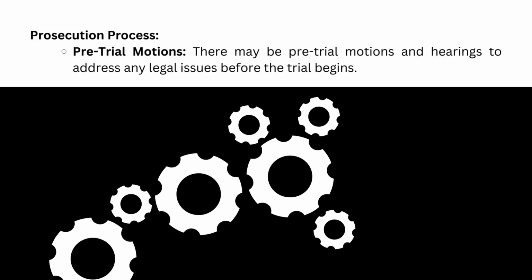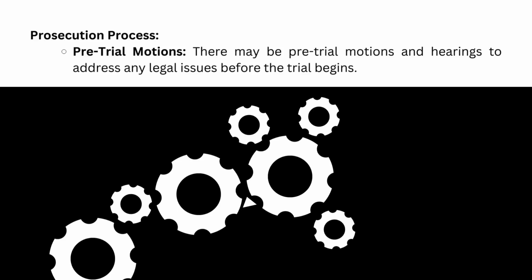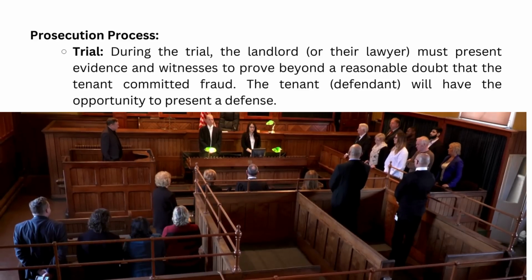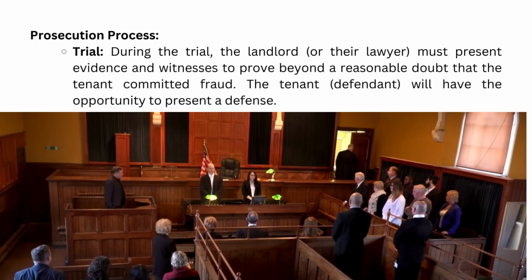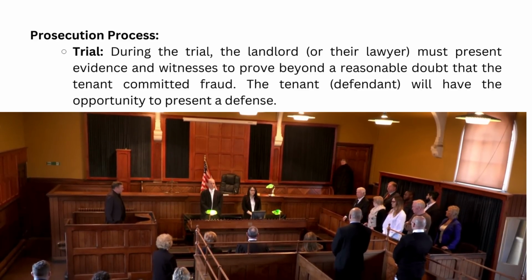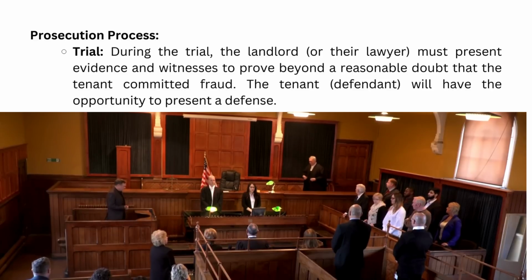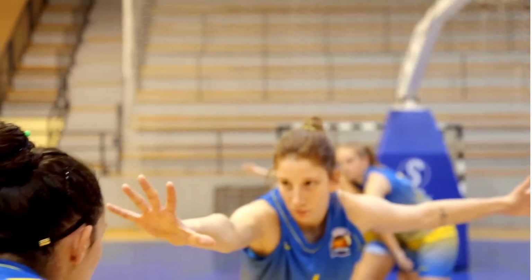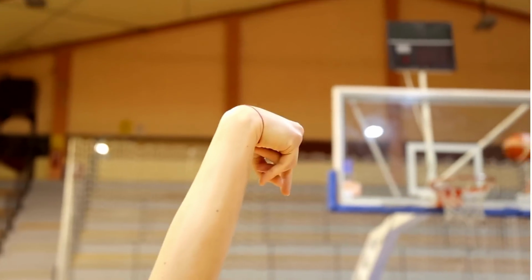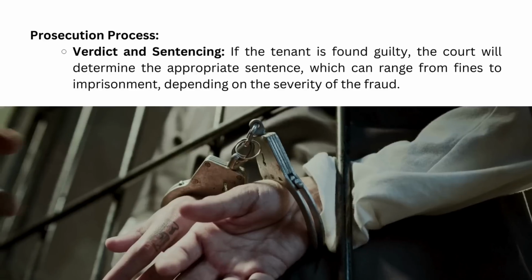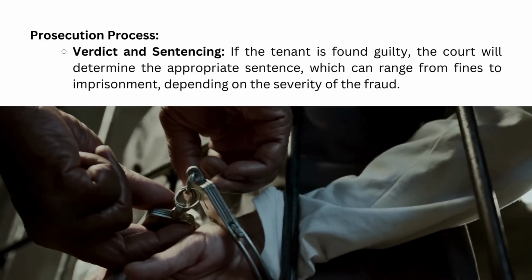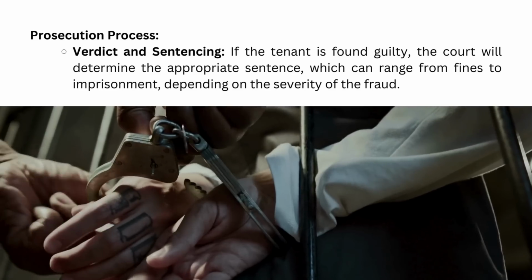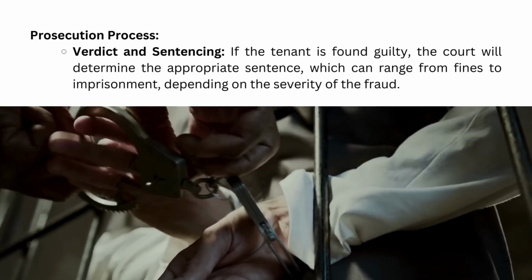Prosecution process. There may be pre-trial motions and hearings to address any legal issues before the trial begins. During the trial, the landlord, or their lawyer, must present evidence and witnesses to prove beyond a reasonable doubt that the tenant committed fraud. The tenant, who is the defendant, will have the opportunity to present a defense. If the tenant is found guilty, the court will determine the appropriate sentence, which can range from fines to imprisonment, depending on the severity of the fraud.